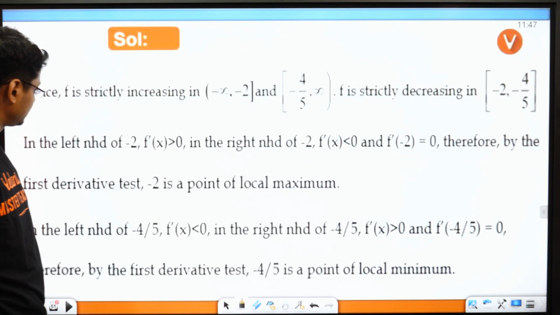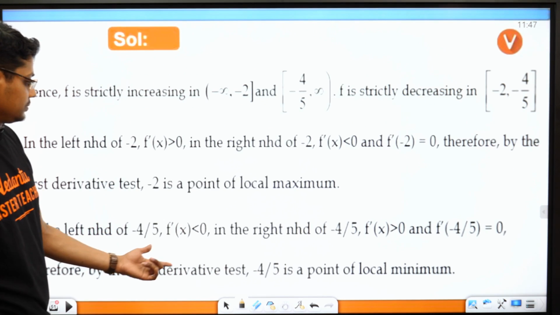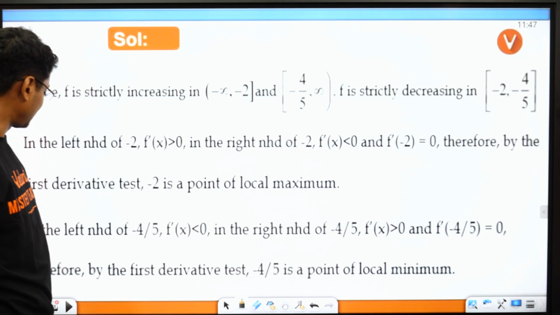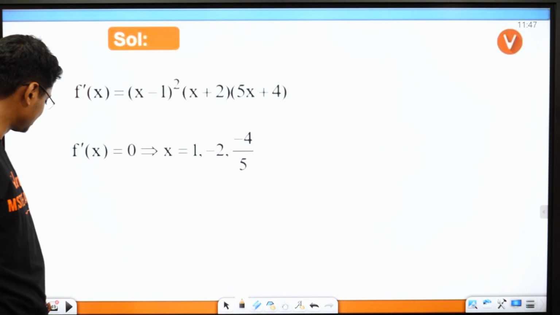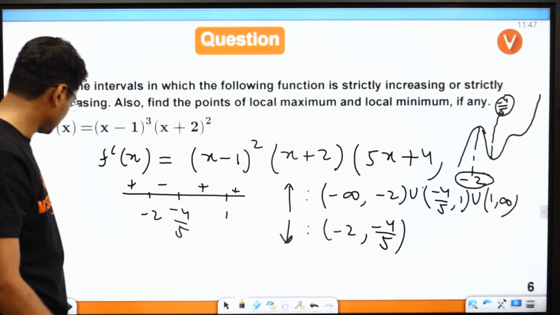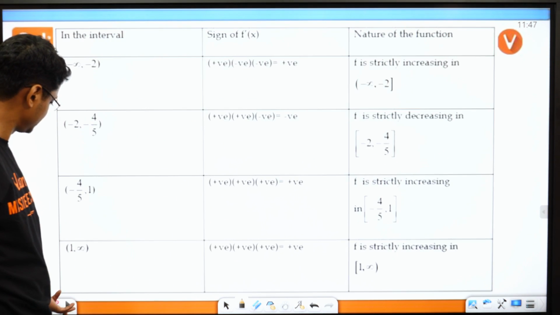So it says minus 4 by 5 is the point of local minimum and minus 2 the point of local maximum, and this is what we have got: local maximum, local minimum. Simple, right?